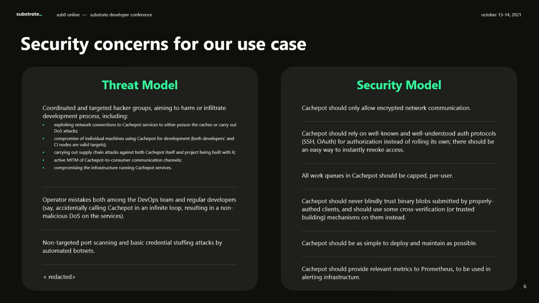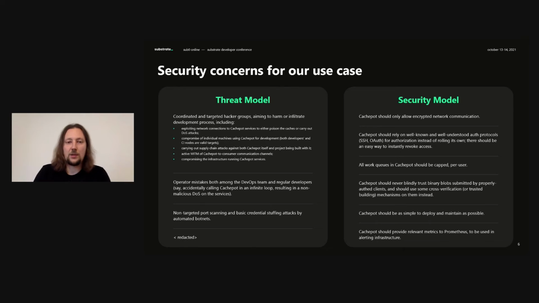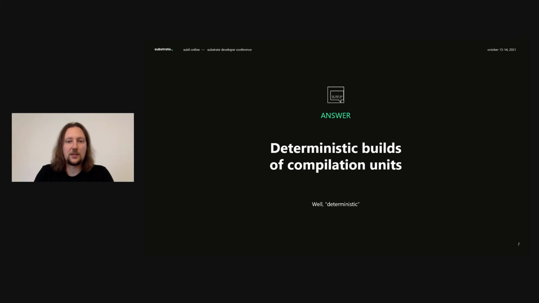We should make Cachepot really simple to deploy and maintain, which is frequently overlooked in the age of Kubernetes, but this is still a design goal for us, to make it easily operatable in a wide variety of environments. And it should be easily monitored, which in the modern world probably means we have Prometheus metrics. And Cachepot is all of that.